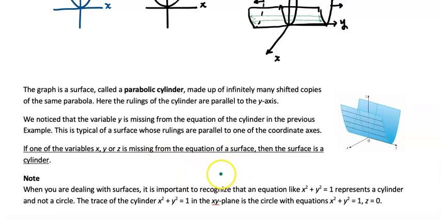Now it's important to note that when we're working in 3 dimensions, something like x squared plus y squared is equal to 1 represents a circular cylinder and not a circle. This has a trace that's a circle in the xy plane, but it is not a circle. And to include that 3rd dimension, we can say that we have x squared plus y squared equals 1, and z is equal to some k.